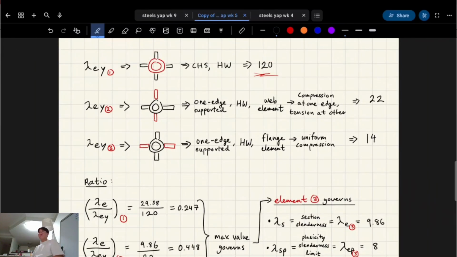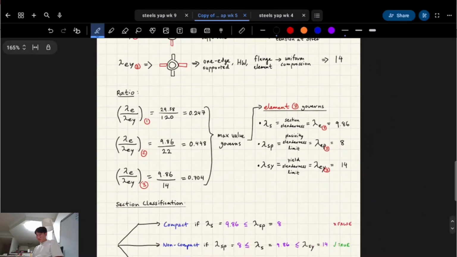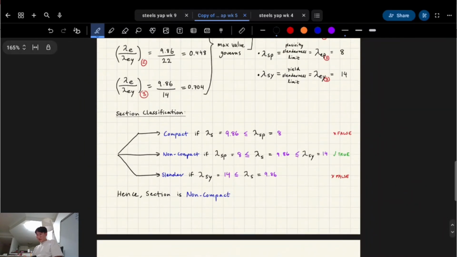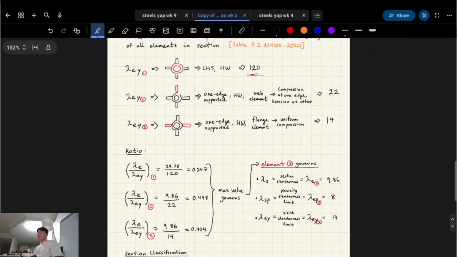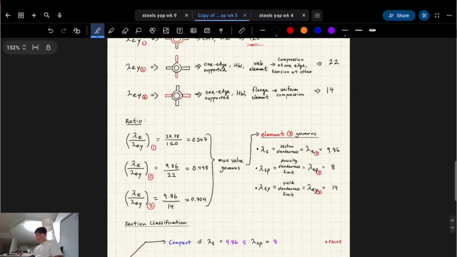I would have said the third one is compression at one edge, tension at the other. Yeah, I feel like that's probably more accurate. They're both kind of that. I think you could argue for either. Probably it doesn't matter, probably not the one that governs. But the third one's the one that governs, so it does kind of matter. Anyway, whatever.